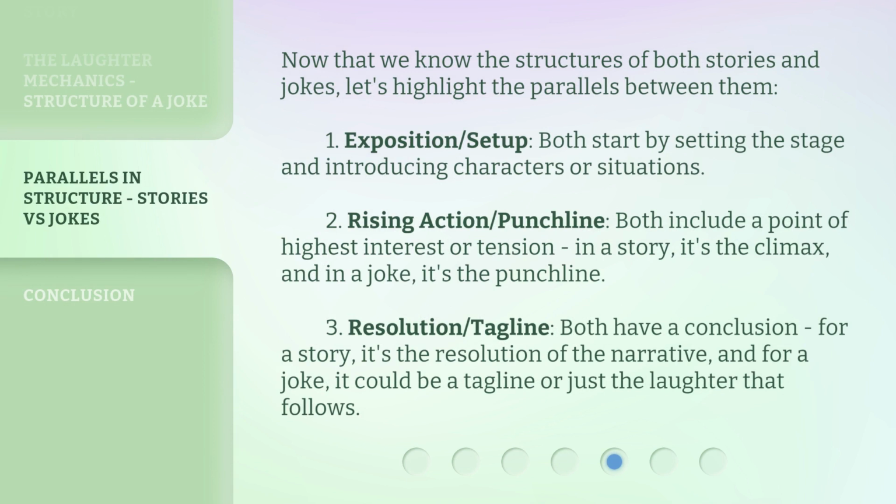Now that we know the structures of both stories and jokes, let's highlight the parallels between them. 1. Exposition, setup. Both start by setting the stage and introducing characters or situations. 2. Rising action, punchline. Both include a point of highest interest or tension. In a story, it's the climax, and in a joke, it's the punchline.